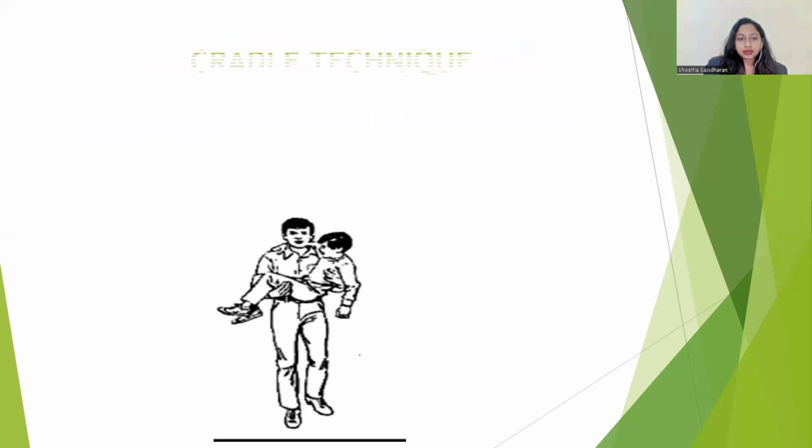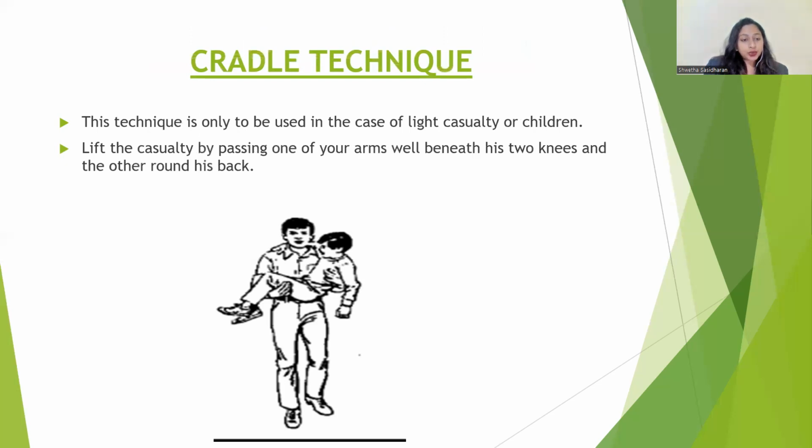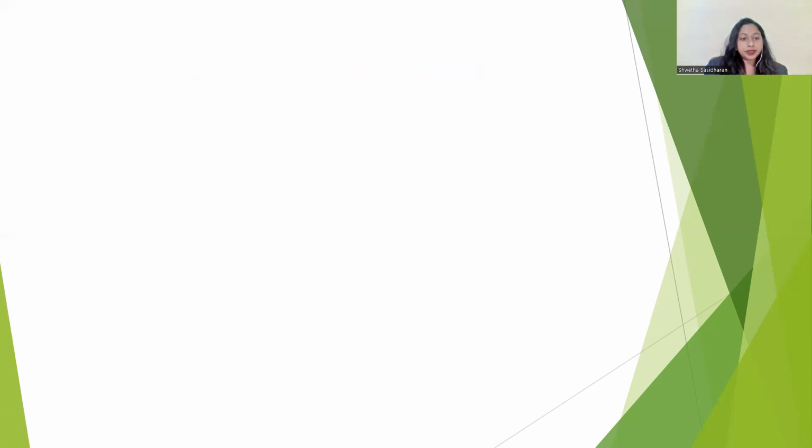This is the cradle technique. It is only used in the case of casualties who are very light, or children. It is easier for the helper or rescuer to pick them up this way, rather than making so much trouble carrying them on their back. Lift the casualty by passing one of your arms beneath their knees and the other around their back.